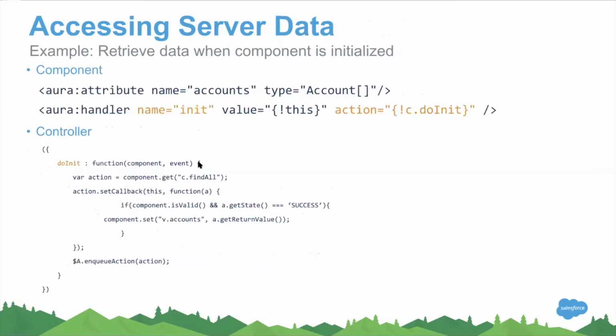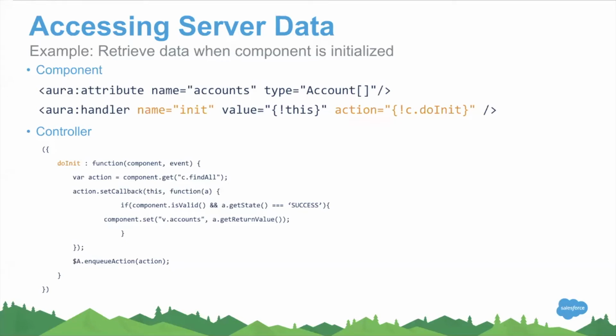Accessing server data. It's really important, because there are requirements where you have to build your own list views or your own forms that the user can interact with. In one of the demos, you saw how Yashwant was able to query the account record through an extension controller and show it on the UI.